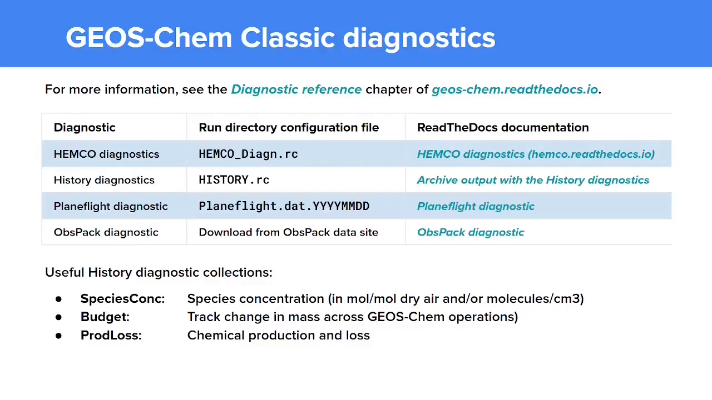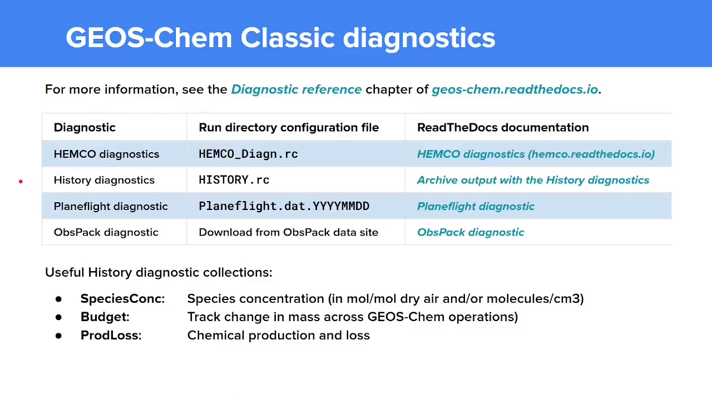GEOS-Chem Classic also has several ways that you can archive diagnostic quantities. We have a whole section in the GEOS-Chem Read the Docs called Diagnostic Reference, but I'll just go over some of the important ones. Emissions diagnostics are handled by HEMCO, and we're going to talk about HEMCO in just a few minutes. HEMCO has a separate run directory diagnostic configuration file, and you can specify which emissions you want to save out, how often you want to save them out, etc. These are explained in the HEMCO Read the Docs chapter.